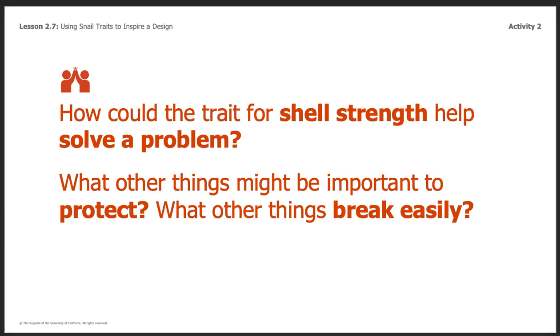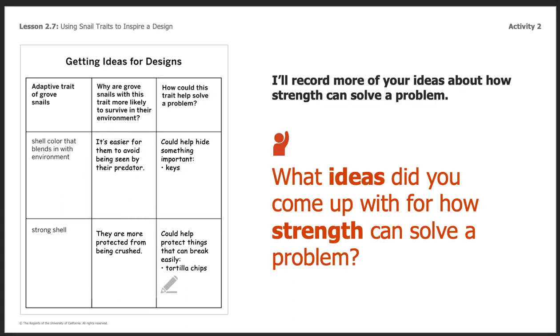How could the trait for shell strength help solve a problem? What other things might be important to protect? What other things break easily? Go ahead and hit pause and think, what is weak? What breaks easily that I could protect with a strong shell? Whatever ideas you came up with, make sure to write them down on the table on your team's assignment.